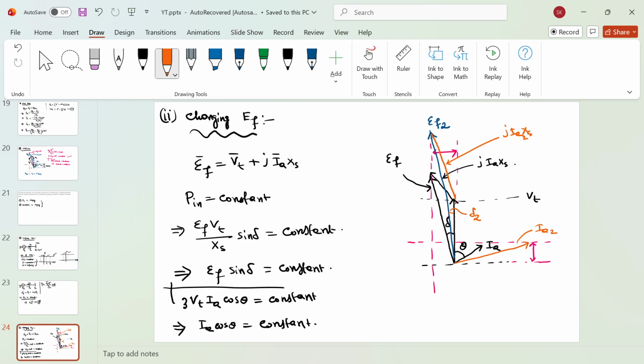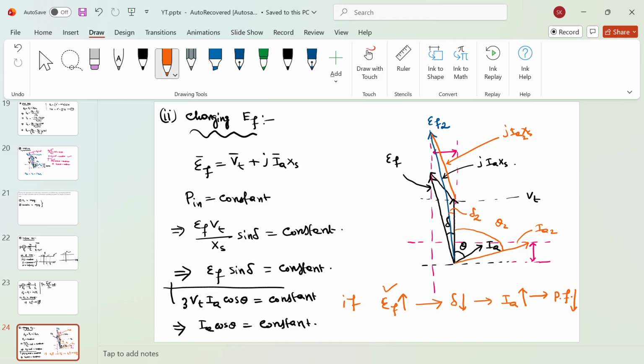Now what are the things that you have observed here? If you increase EF2 field excitation, then for constant active power your delta is decreasing and your armature current is increasing. Also your operating power factor angle theta 2 is increasing, so that means your operating power factor is decreasing, right? So your power factor is decreasing.